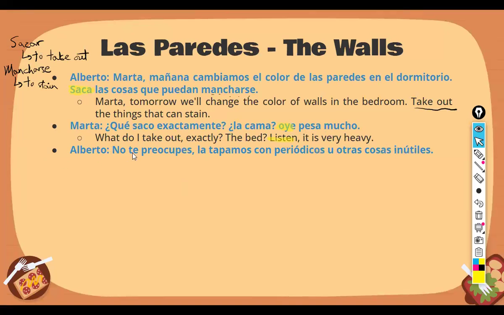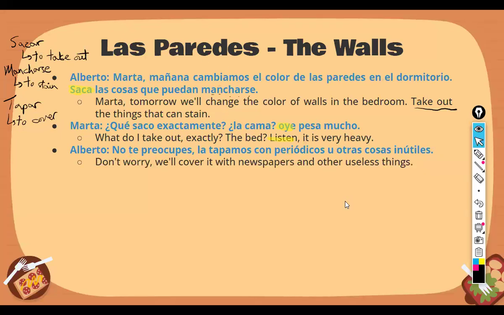So he says, no te preocupes, la tapamos con periódicos y otras cosas inútiles. So don't worry, we will cover it. Tapar, to cover. With newspapers and other unimportant things, right? All right, so we notice another command here.